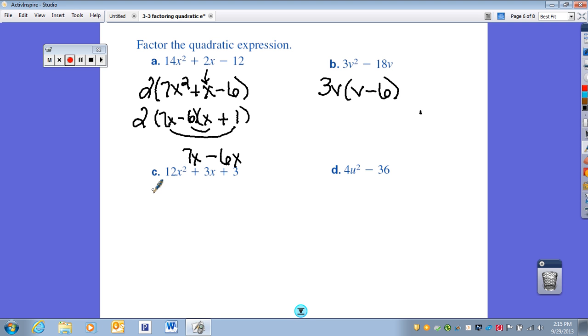Let's take a look at the next example. 12x squared plus 3x plus 3. I can divide all three terms by 3. So that gives me 4x squared plus x plus 1.